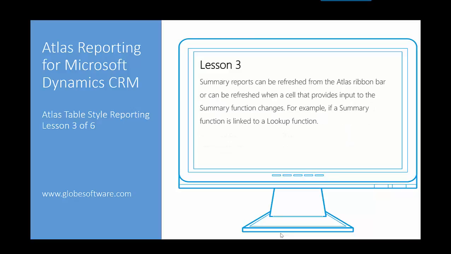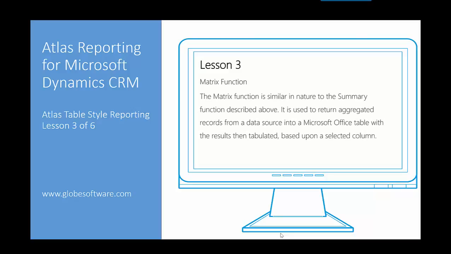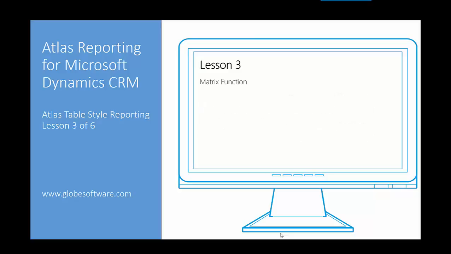Summary reports can be refreshed from the Atlas ribbon bar or can be refreshed when the cell that provides the input to the summary function changes. The matrix function is similar in nature to the summary function described above. It is used to return aggregated records from a data source into a Microsoft Office table with the results then tabulated based upon a selected column.